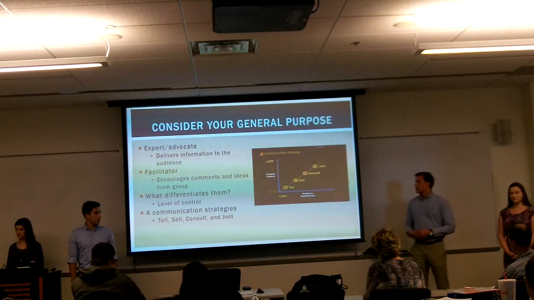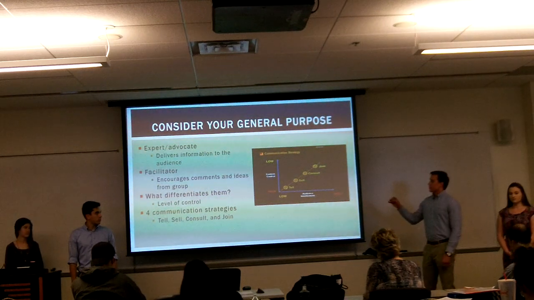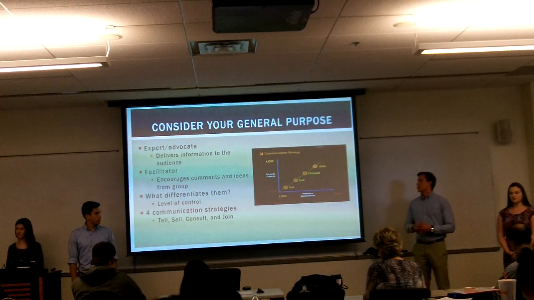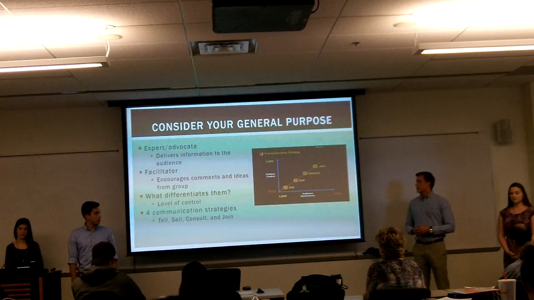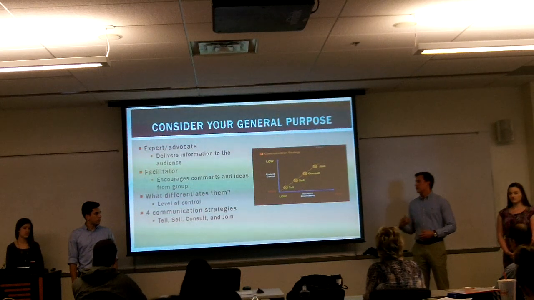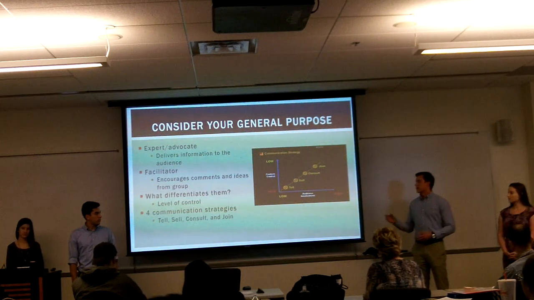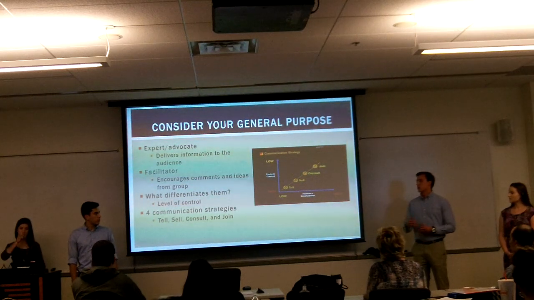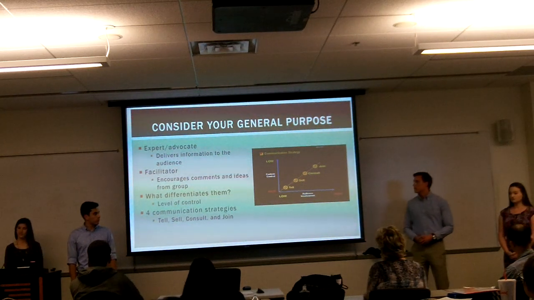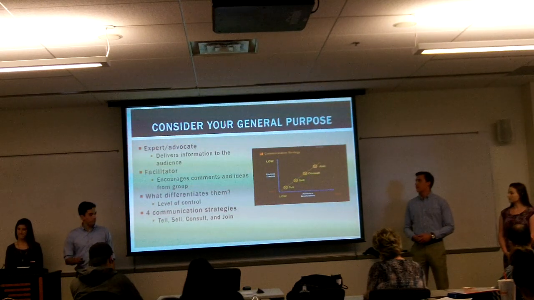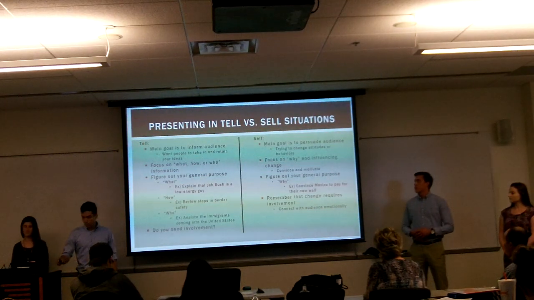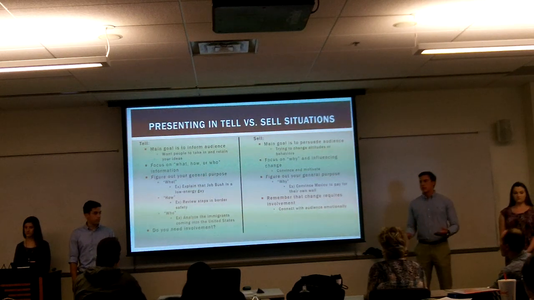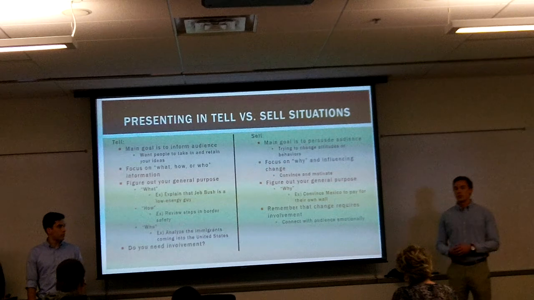Now, as you can see from the graph, there's 4 strategies you can use, and there's tell, sell, consult, and join. And when you have a higher level of control, you're going to have less audience involvement, as you can see from the tell. And as you work your way up, you lose control, but you gain audience involvement. So we're going to dig a little deeper into presenting in tell and sell situations.